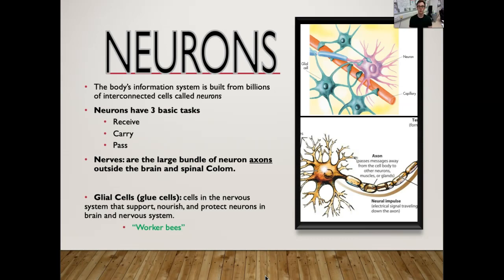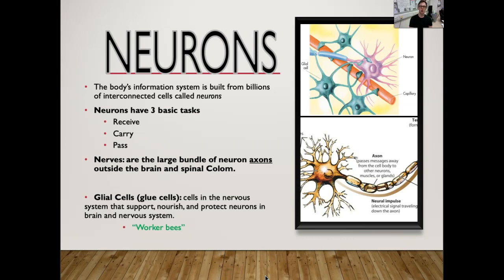And then you have nerves, right? Nerves are made up of these neurons, right? But they are much larger bundles, okay? So they're not a singular neuron, but a large bundle of neuron axons outside the brain, the spinal column. The nerves that are located inside the brain would be cranial nerves, okay?